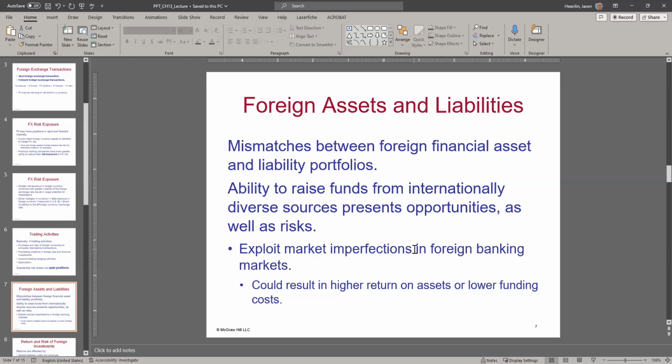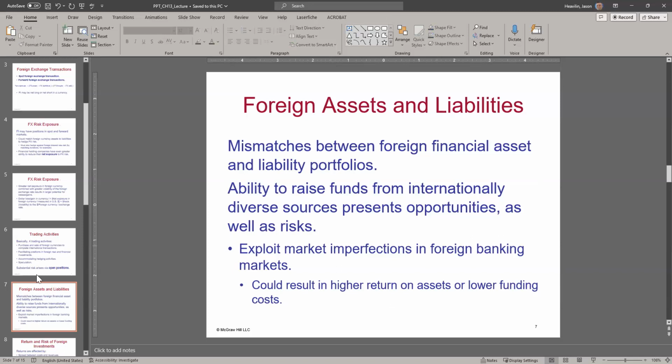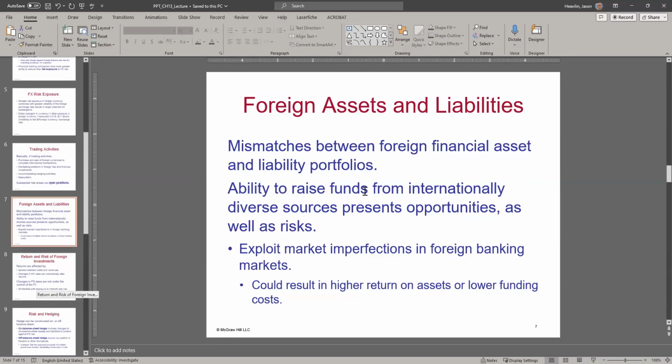These things could result in higher return on assets or lower funding costs. Either way, it could go in your benefit when you find these imperfections, whether you lower your costs or you increase your return or a combination of both, it's a win. But this is not easy to identify or find them. And having diverse sources at the international level of funds, small people don't have that. By small people, I mean small entities. But it does exist out there. So the big players, like I say, can take advantage of these.